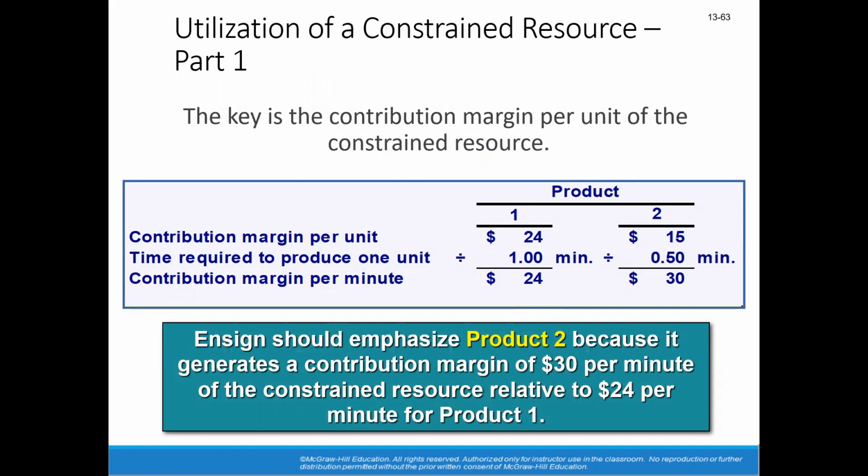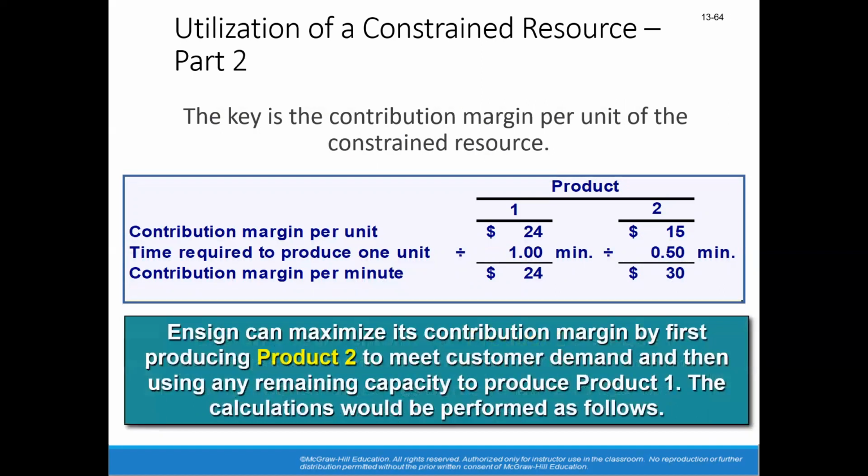Ensign should emphasize product 2 because it generates a contribution margin of $30 per minute of the constrained resource relative to only $24 of contribution margin for product 1 with the same amount of time. It can maximize its contribution margin by first producing product 2 and then using any remaining capacity to produce product 1.